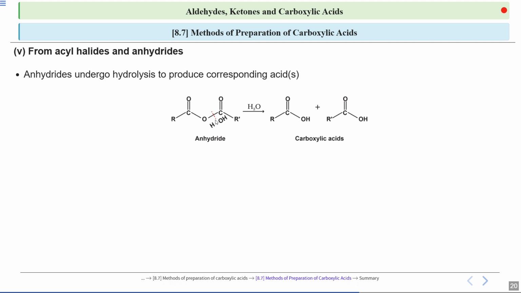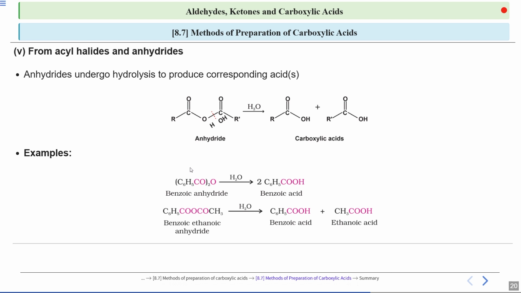So if you see over here, you have an anhydride. When you hydrolyze this anhydride, you get two molecules of carboxylic acid. If you look here carefully, to this oxygen a hydrogen gets attached, and to this C double bond O R dash, an OH gets attached. So you get the corresponding two carboxylic acids.